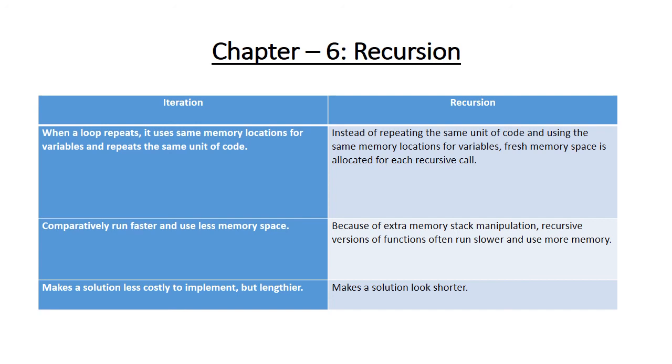In the case of iteration, programs comparatively run faster and use less memory space. But in the case of recursion, because of extra memory stack manipulation, recursive versions of functions often run slower and use more memory. Now in the case of iteration, it makes a solution less costly to implement, but it will be lengthier. In the case of recursion, it makes a solution look shorter.